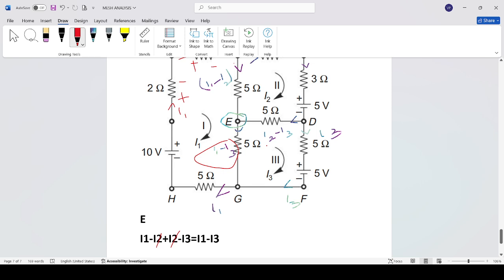So we have assumed the current directions. Then we need to write the equations, using the same procedure we have discussed. Then we need to solve and find out the currents.